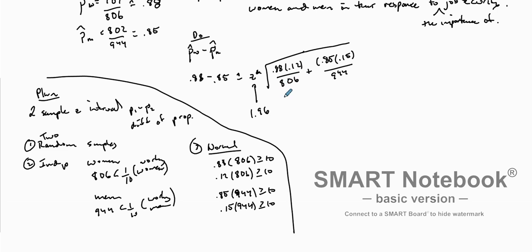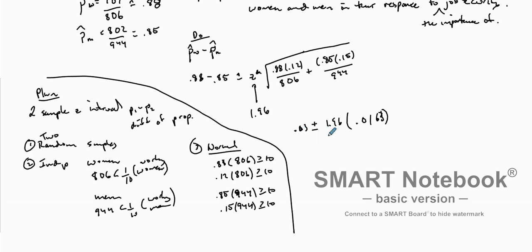So if we took this and found our standard deviation, we had the square root of 0.88 times 0.12 divided by 806, and then we're going to add that to 0.85 times 0.15 divided by 944. And we should have a standard deviation of this. So in the same way, we can take 0.88 minus 0.85. And what we have is, continuing on, 0.03 plus or minus 1.96 times our standard error, which appears to be 0.0163. And I'll just go over 163 like so, okay?